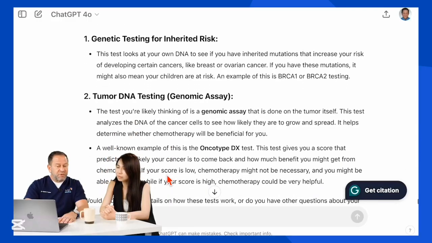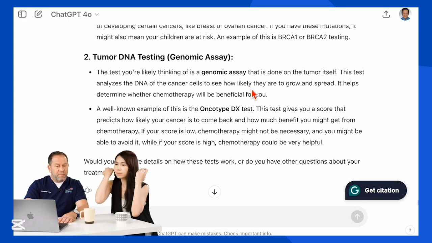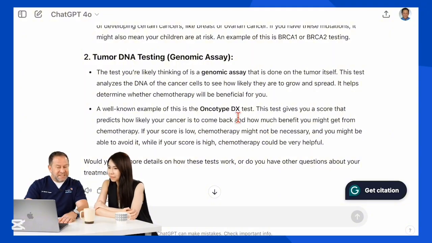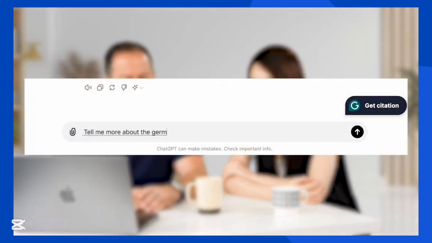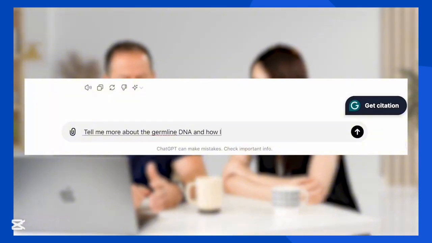So what I alluded to was a test called Oncotype DX, which is a test that we do on the tumor because it helps us decide whether chemotherapy is truly beneficial at a personalized level. And as we'll go through the script here, we talk more about the inherited risk and whether the children are at risk, but the tumor testing assay, Oncotype, is a score that predicts whether or not chemotherapy may or may not be necessary.